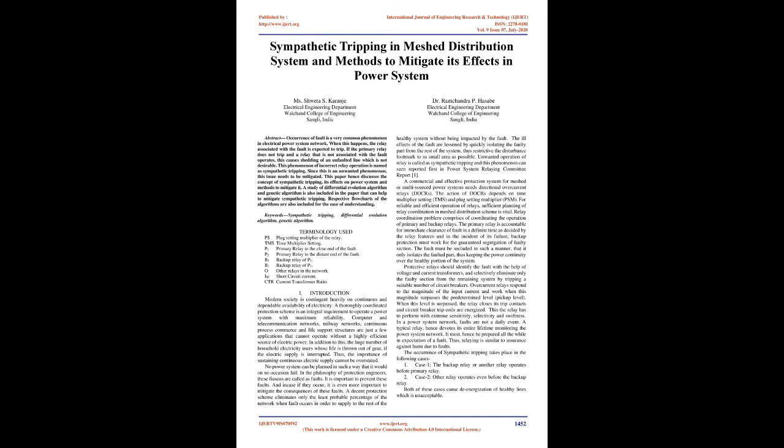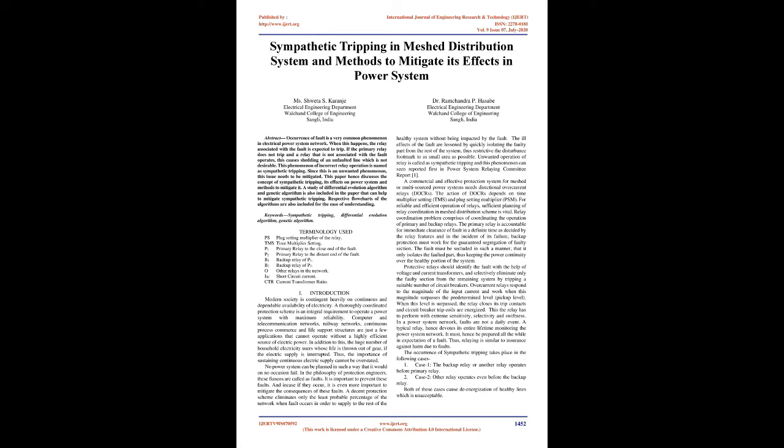No power system can be planned in such a way that it would on no occasion fail. In the philosophy of protection engineers, these failures are called faults. It is important to prevent these faults, and in case they occur, it is even more important to mitigate the consequences of these faults. A decent protection scheme eliminates only the least probable percentage of the healthy system without being impacted by the fault. The ill effects of the fault are lessened by quickly isolating the faulty part from the rest of the system, thus restricting the disturbance footprint to as small an area as possible.